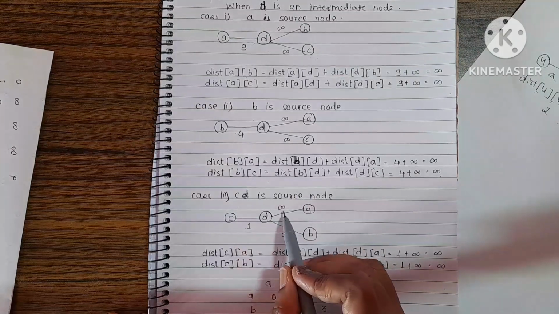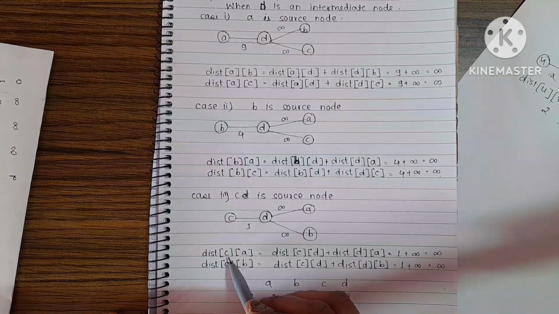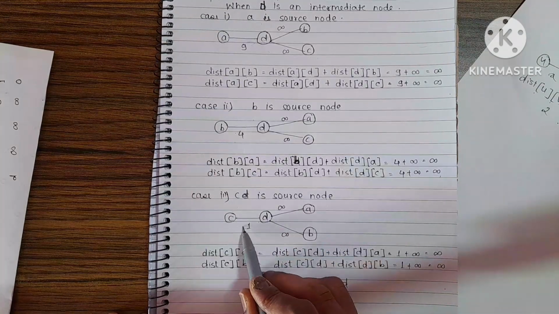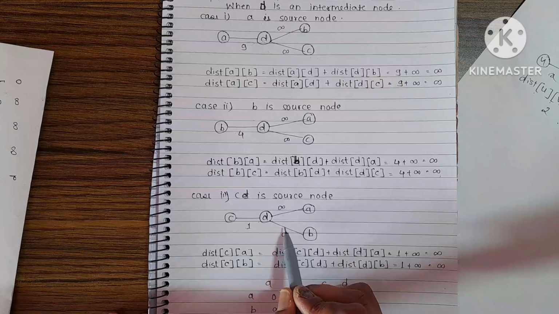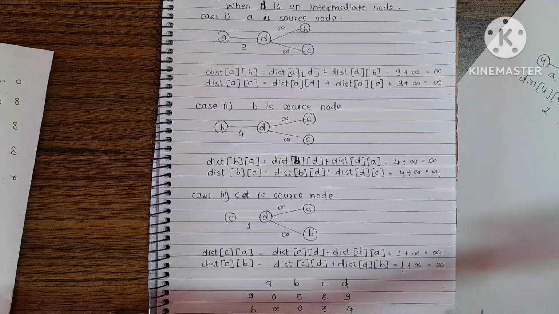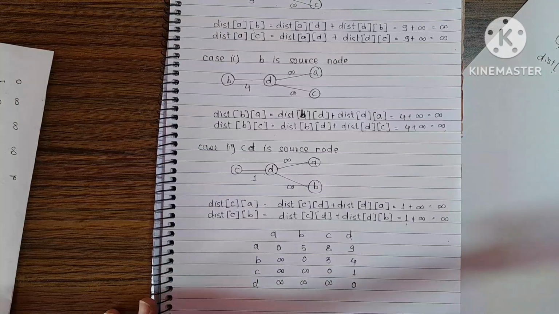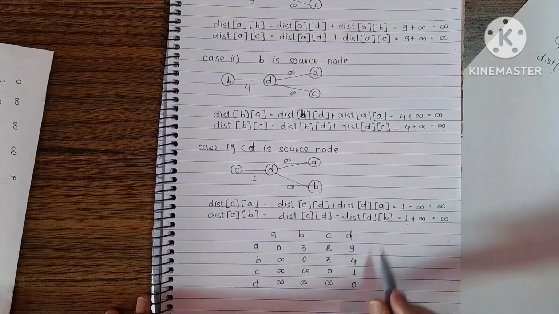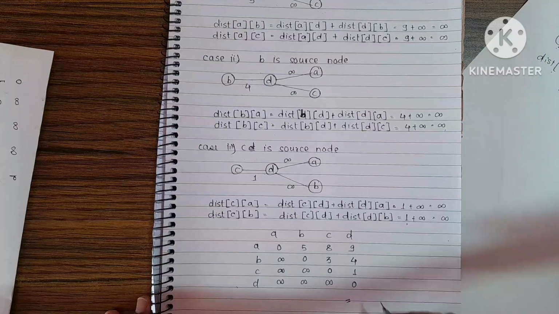Then on treating C as a source node, we are able to calculate distance CA from CD plus DA and CB from CD plus DB. So that also results in the infinity value. So this is how whatever result we obtained in the third iteration remains the same on performing the fourth iteration too. So this is the final result.